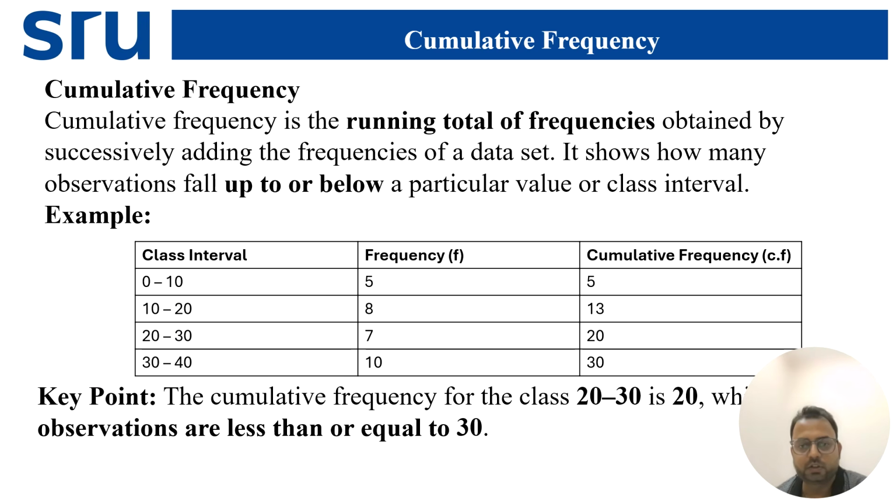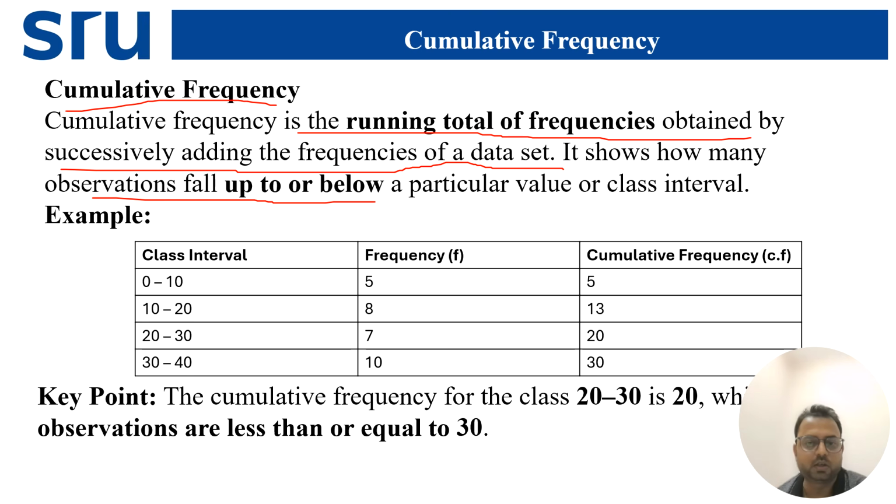So now come to the definition of cumulative frequency. Cumulative frequency is the running total of frequencies obtained by successively adding the frequencies of a data set. It shows how many observations fall up to or below a particular value or class interval.